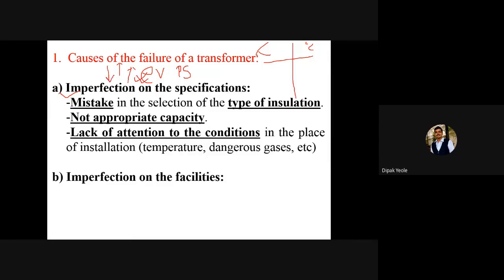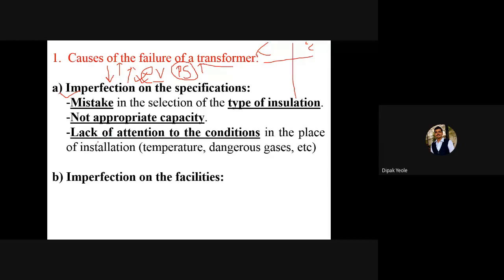Because there is a large research going on in the field of electrical vehicles, the overall burden on our power system is going to increase. So we have to take care of this burden also while choosing the particular transformer.